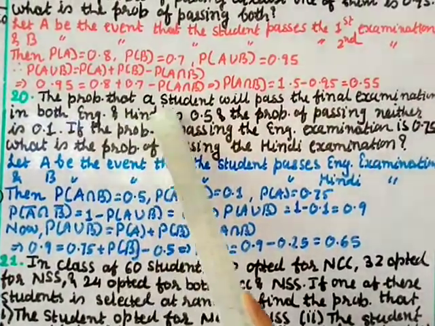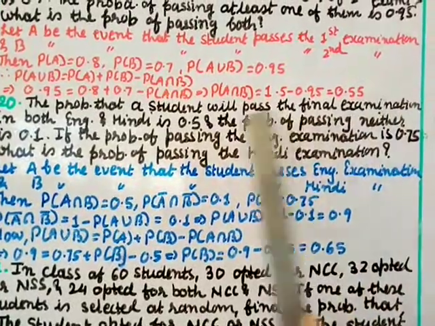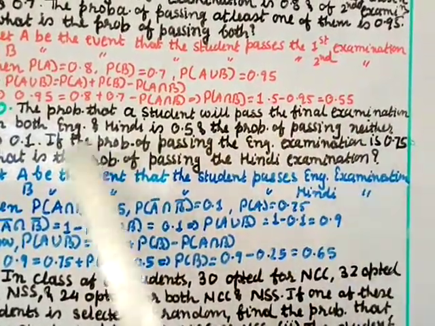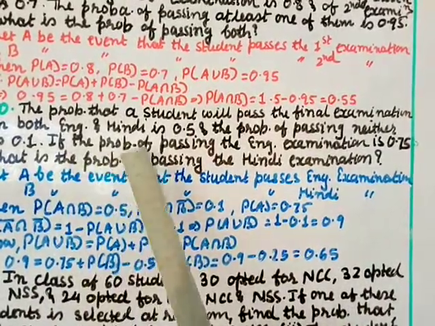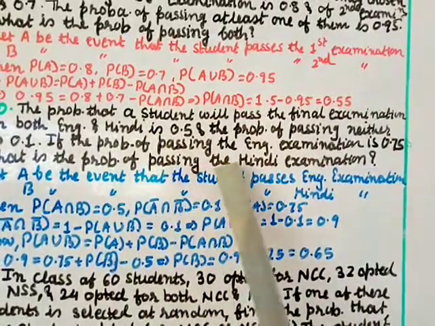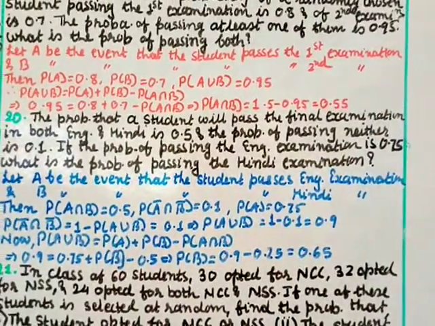Question number 20. The probability that a student will pass the final examination in both English and Hindi is 0.5 and the probability of passing neither is 0.1. If the probability of passing the English examination is 0.75, what is the probability of passing the Hindi examination?